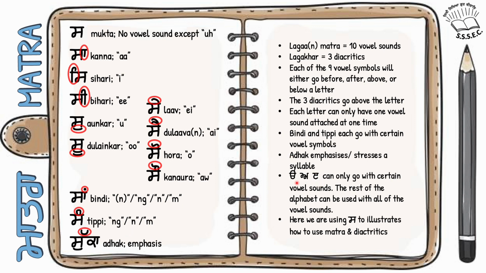It's important to remember that the first 3 letters of the Punjabi alphabet, ura, ara and iri, they can only go with certain vowel sounds, which we'll cover later on, and the rest of the letters can be used with any of these lagaa matra.